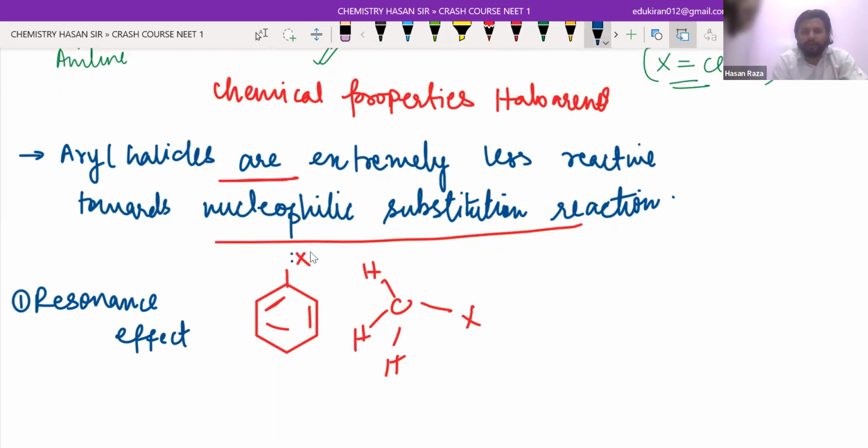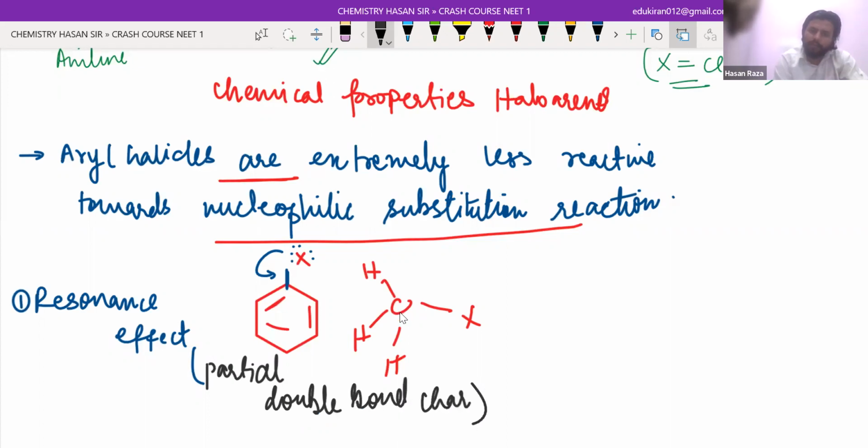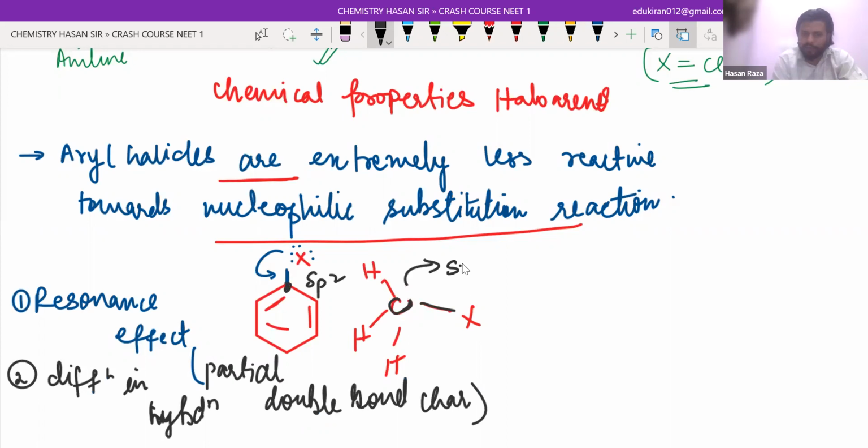Basically, the lone pair are in conjugation and there will be resonance. That's why this bond will have partial double bond character. But this doesn't have partial double bond character, pure single bond, so it will be easily breakable. The second is difference in hybridization. As you can see, the hybridization of this is sp2 and the hybridization of this is sp3.